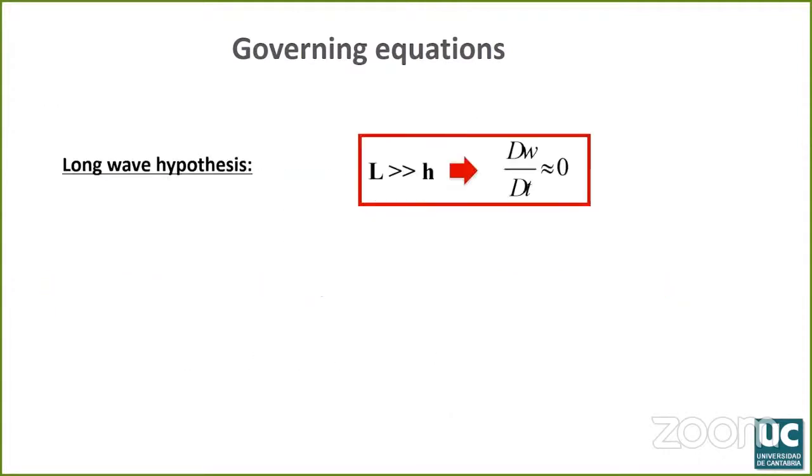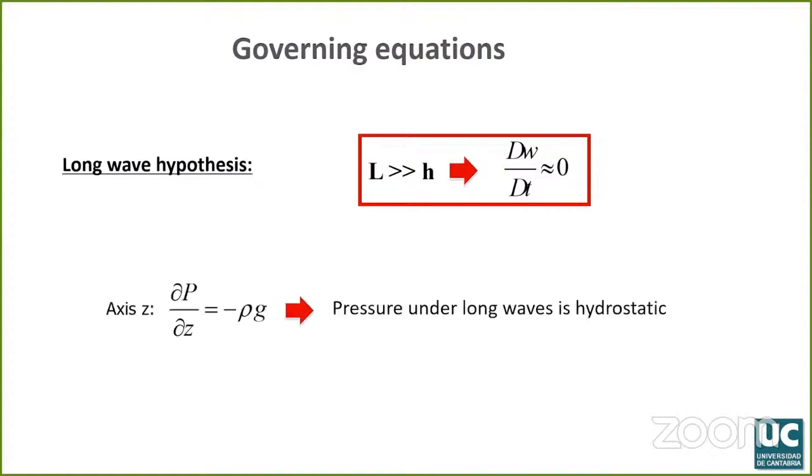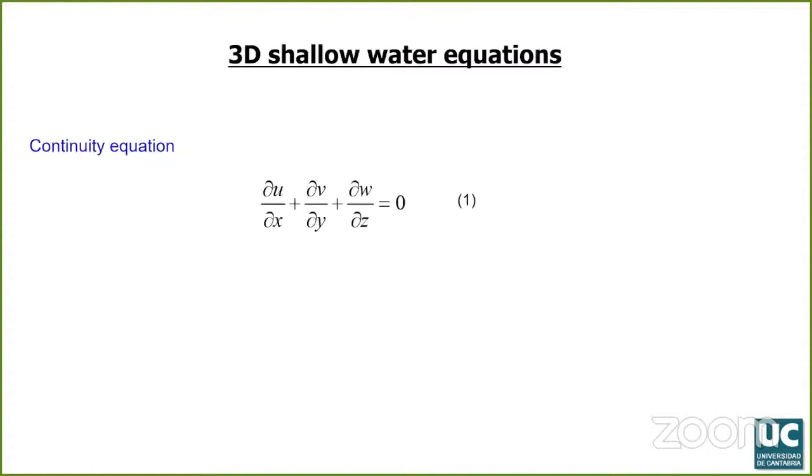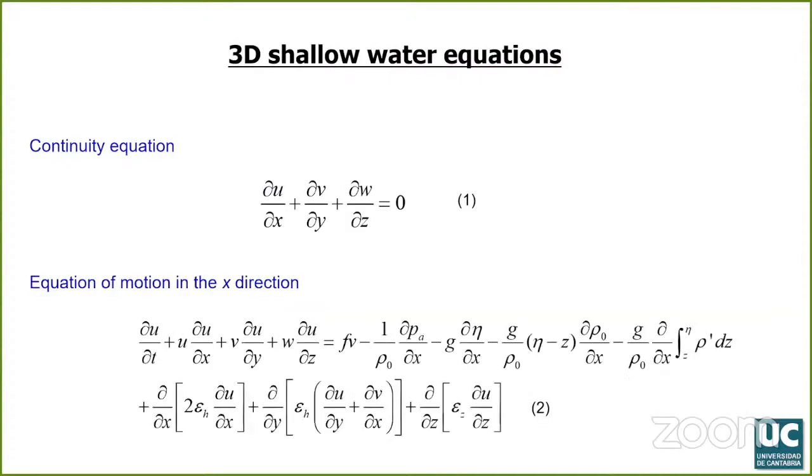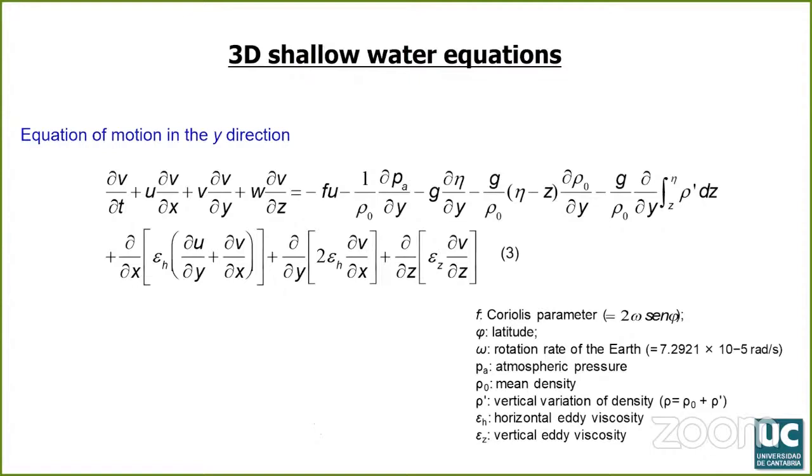The next step is to apply the long wave hypothesis, which establishes that as we are dealing with waves whose length is much greater than the depth, the vertical accelerations can be neglected. After this, we have this equation in the z direction, which means that pressure under long waves is hydrostatic. Finally, these are the 3D equations for long waves, the continuity equation and the equations of conservation of momentum in the x direction and in the y direction.